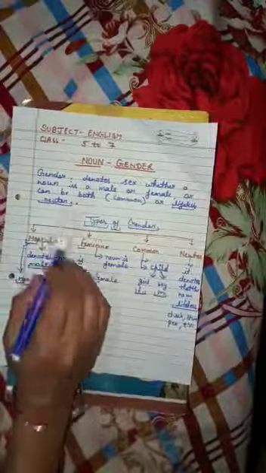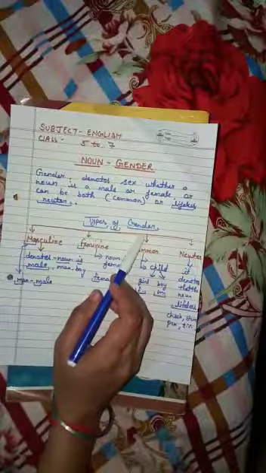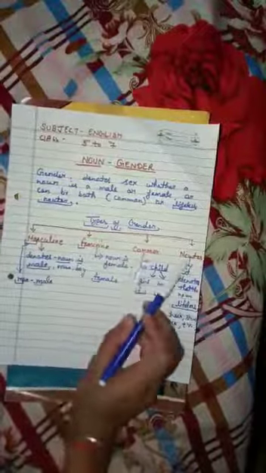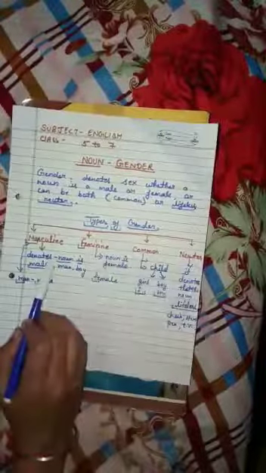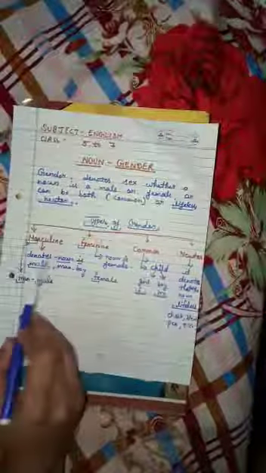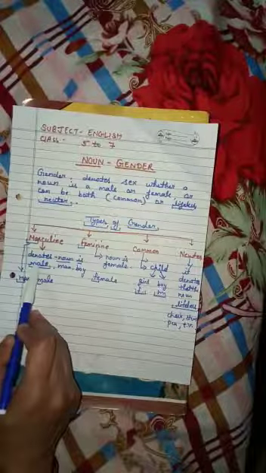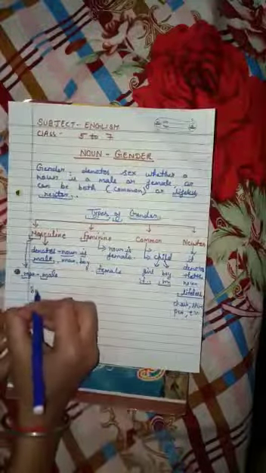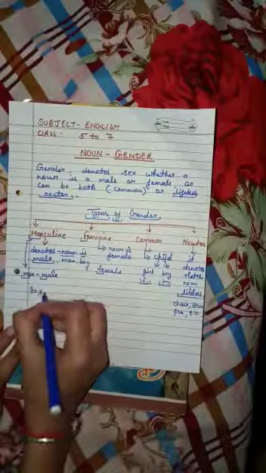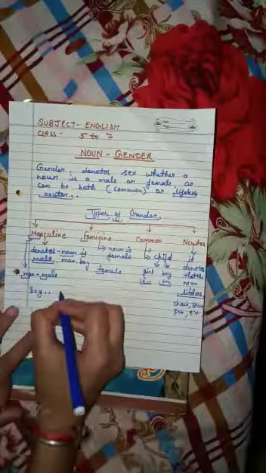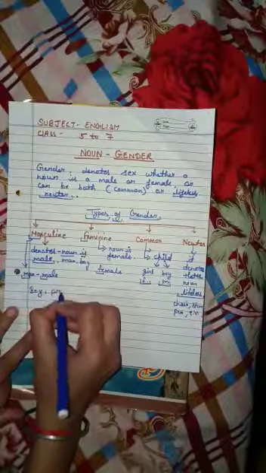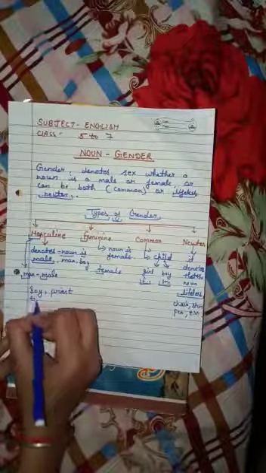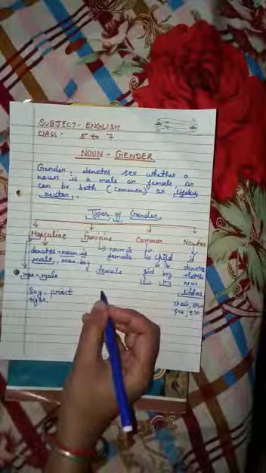Now move on to types of gender. There are 4 types in English. First is masculine, second is feminine, third is common, and fourth is neuter. Masculine means that the noun is male. For example, boy, priest, tiger, etc. And what is a feminine gender?